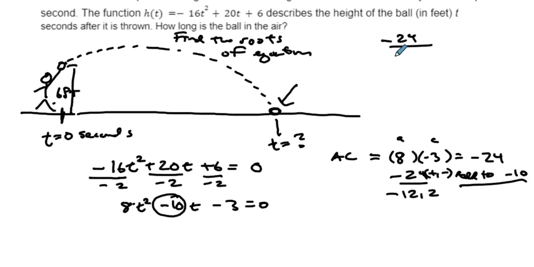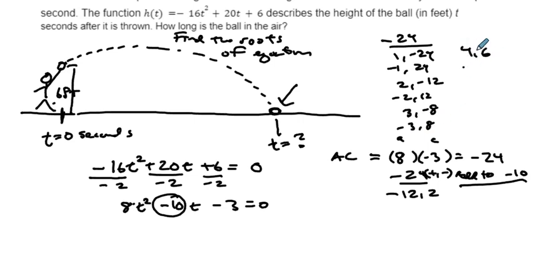If you think of all the factors of -24, we've got 1, -24. We've got -1, 24. We've got 2, -12. We have -2, 12. We have 3, -8, -3, 8, and then we wrap up with 4, -6, and -4, 6. And so these add to -23, 23, -10, 10, -2, 2, 5, -5, and we want the one that adds to -10. So that's where I came up with that, right? It's these two.